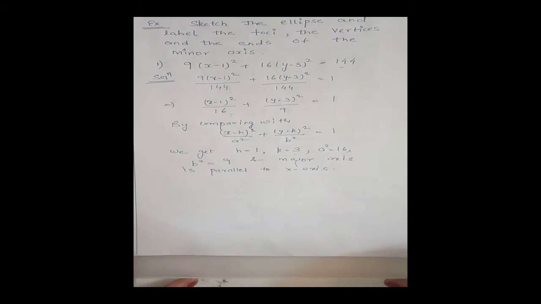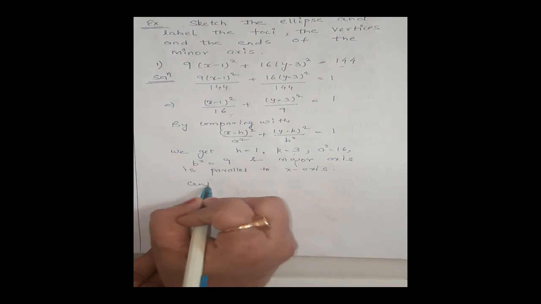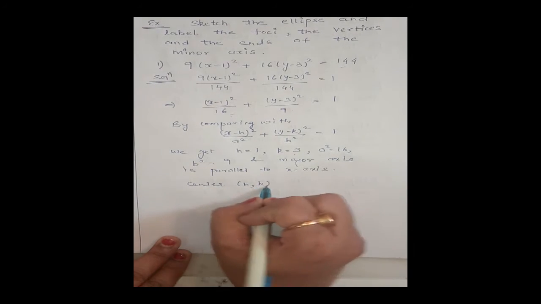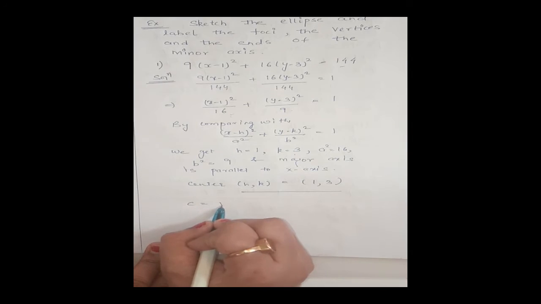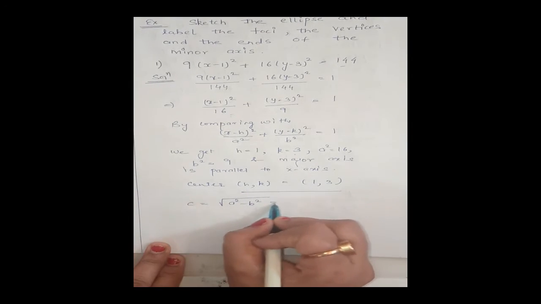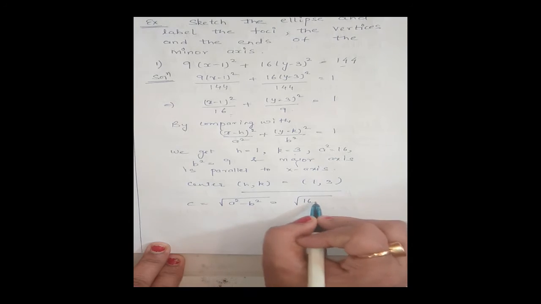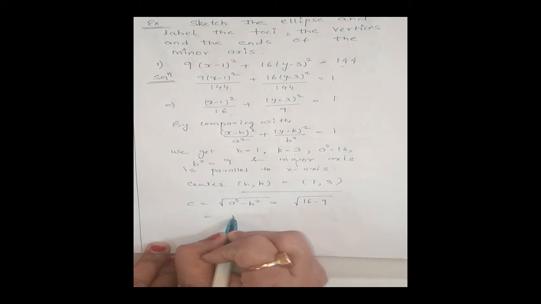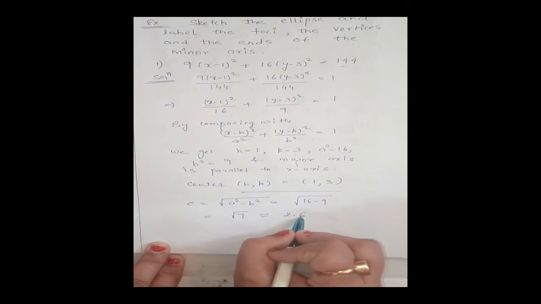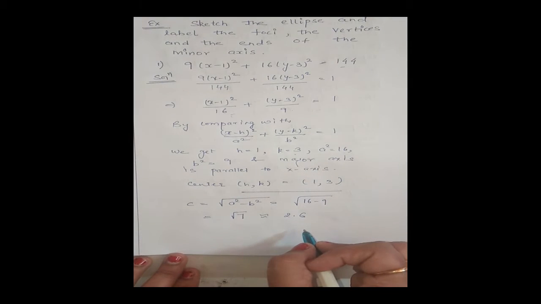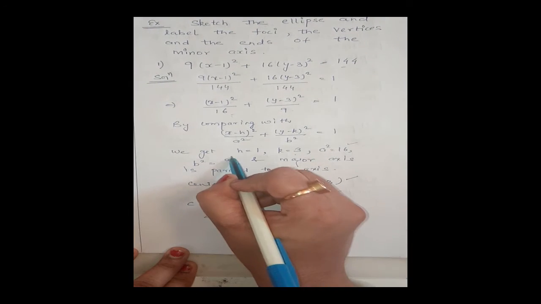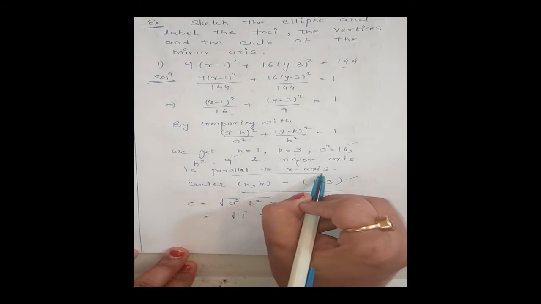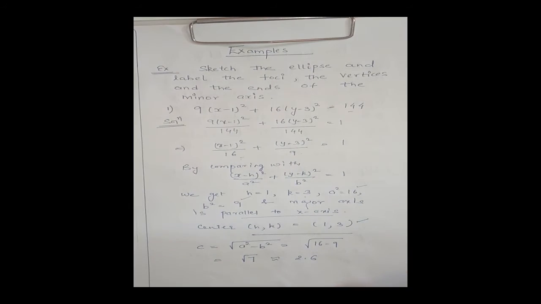Clear? Now, center is (h, k), that is (1, 3). This is the center. And we also know c is given by square root of a square minus b square, that is 16 minus 9, which is root 7, which is nearly equal to 2.6. Now, we know center is (1, 3), a is 4, b is 3 and major axis is parallel to x-axis. Now, we can easily trace our ellipse.